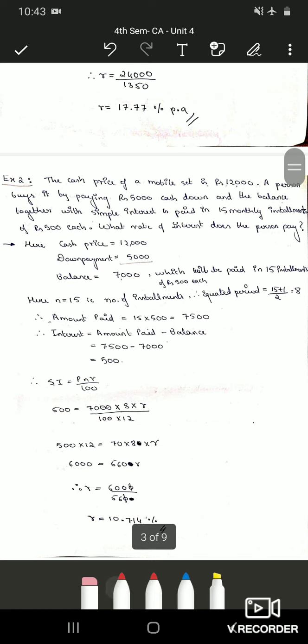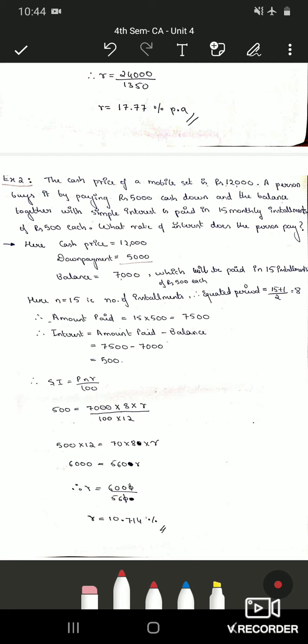So the second problem is, the cash price of a mobile set is rupees 12,000. A person buys it paying rupees 5,000 cash down, and the balance together with the simple interest is paid in 15 monthly installments of rupees 500 each. What rate of interest does the person pay?